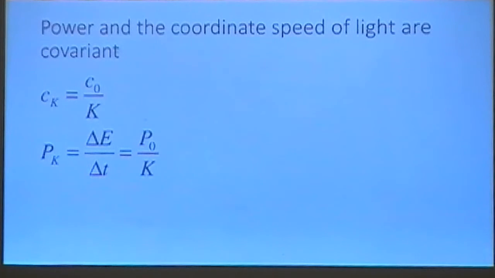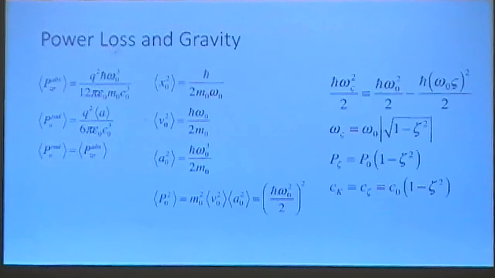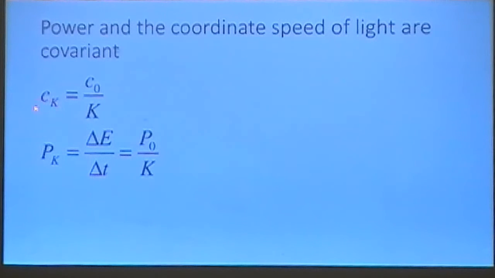So one of the things that I realized in looking at this for the past several decades is that the coordinate speed of light, from the perspective of a distant observer, is covariant with the power he sees. And power being vacuum fluctuations of power, or the power radiated by any source or used by any light bulb. He would see power scaled in the same way that he would see the speed of light scaled by the gravitational field. And this tipped me off to a clue.